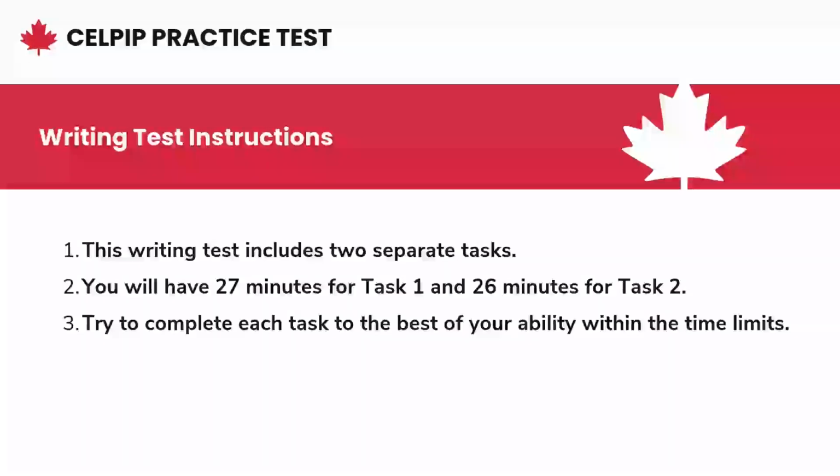Writing test instructions. This writing test includes two separate tasks. You will have 27 minutes for Task 1 and 26 minutes for Task 2. Try to complete each task to the best of your ability within the time limits.